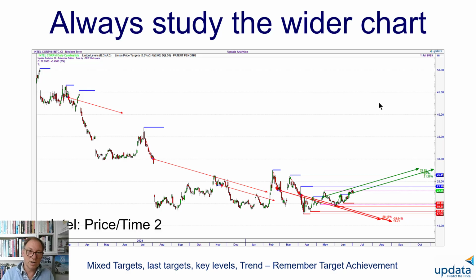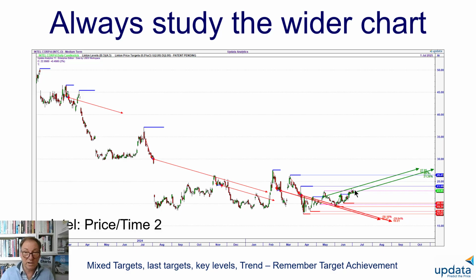Always study the wider chart. So, this is going back in time, looking at the wider chart, looking at those support and resistance levels is really quite key. We've got mixed targets here. The last targets that were met, that was bearish confirmation. These ones now not being quite met. This is a situation where there's uncertainty, and that's the fact.